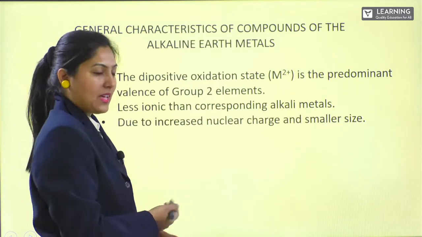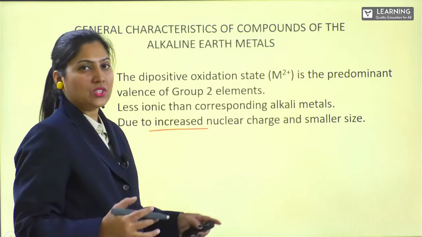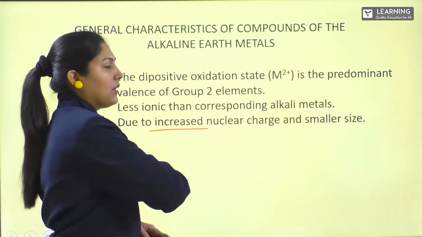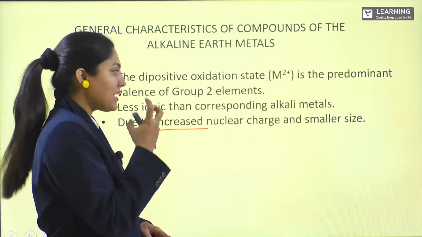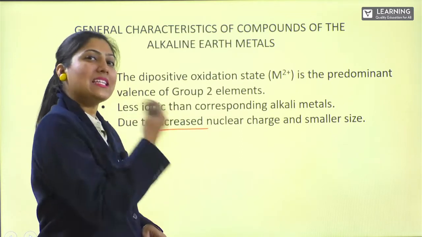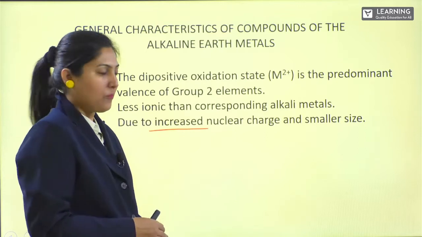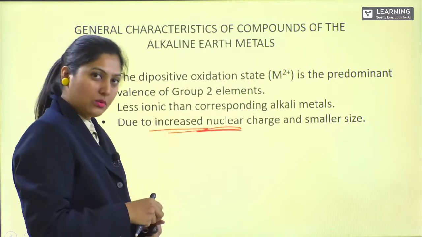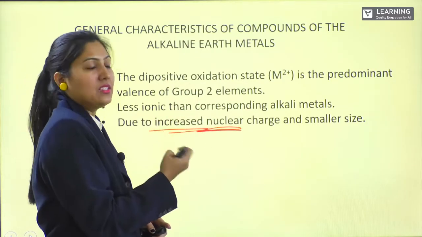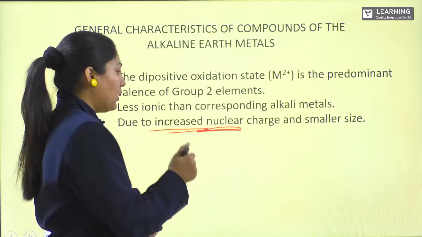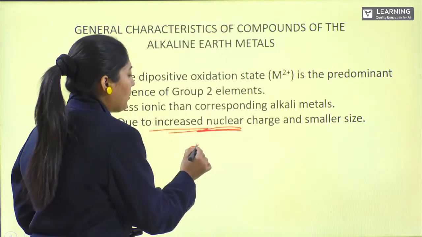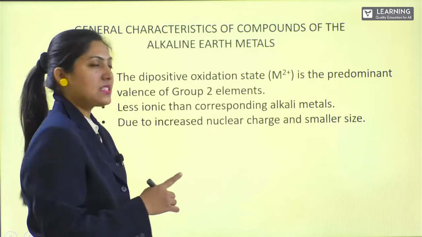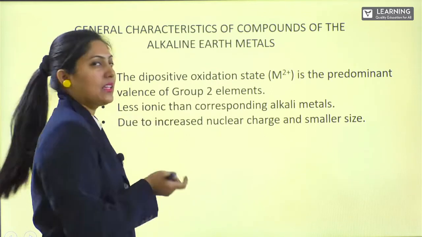Why is this? This is due to the increased nuclear charge and smaller size of the alkaline earth metals. As we go from left to right, the size decreases. As the size decreases, alkali metals can easily lose electrons, whereas alkaline earth metals cannot. The nuclear charge acting on the outermost orbit is more attractive than that of alkali metals, and the smaller size makes the electron be held by the nucleus. So alkali metals are more ionic than alkaline earth metals.